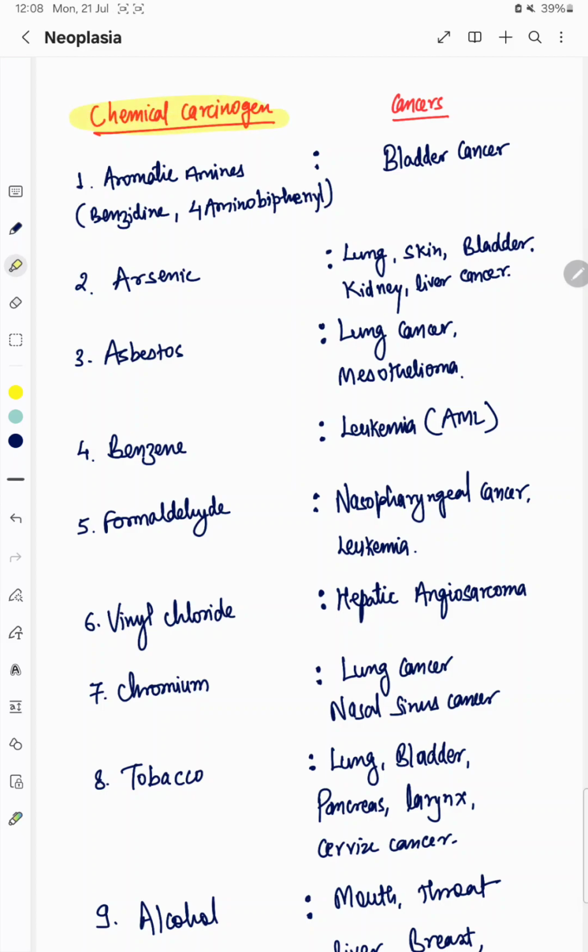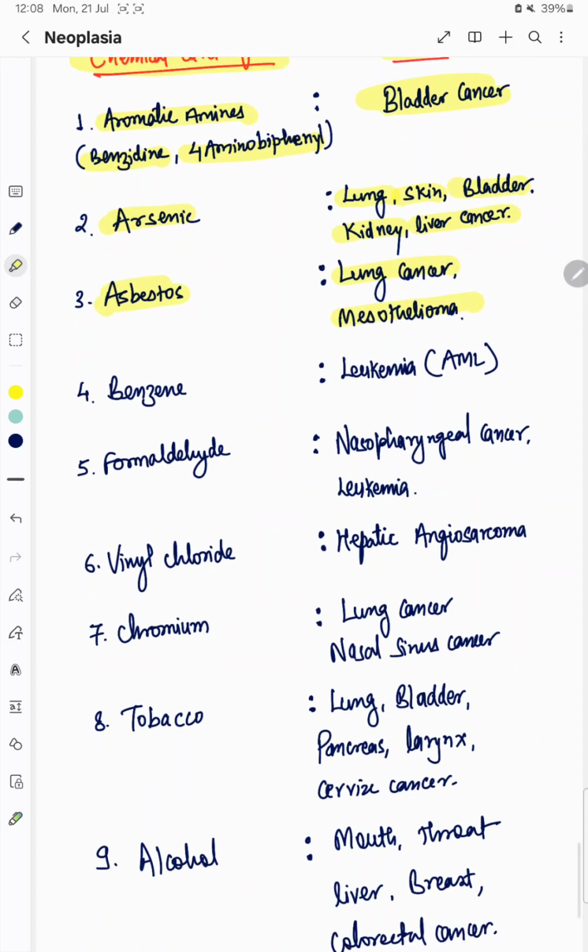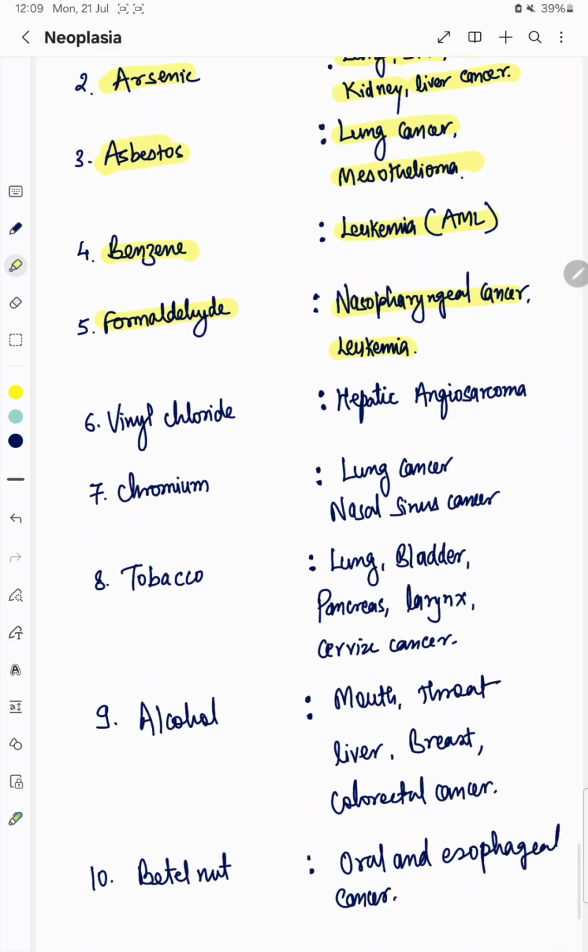So, chemical carcinogens and associated cancers. Aromatic amines like benzidine and 4-aminobiphenyl are associated with urinary bladder cancer. Arsenic is associated with lung, skin, bladder, kidney and liver cancer. Asbestos is associated with lung cancer and mesothelioma. Benzene is associated with leukemia, particularly AML. Formaldehyde is associated with nasopharyngeal cancer and the development of leukemia. Vinyl chloride is associated with hepatic angiosarcoma.